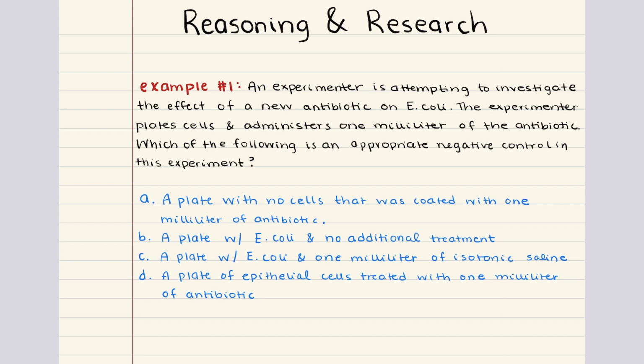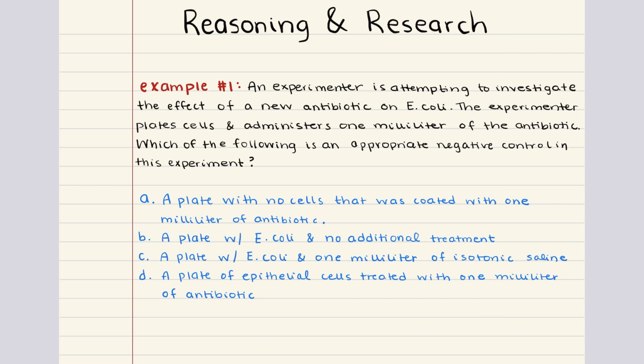Problem number 1 says, an experimenter is attempting to investigate the effect of a new antibiotic on E. coli. The experimenter plates cells and administers 1 milliliter of the antibiotic. Which of the following is an appropriate negative control in this experiment?